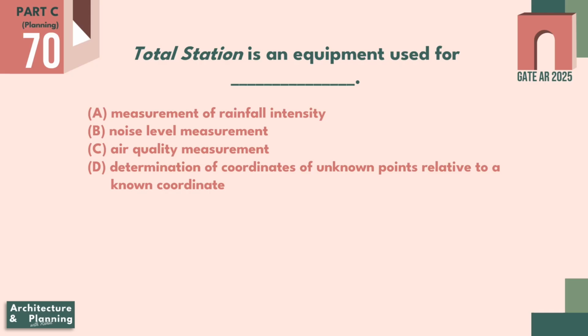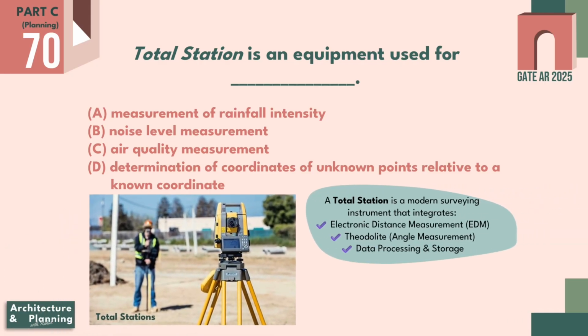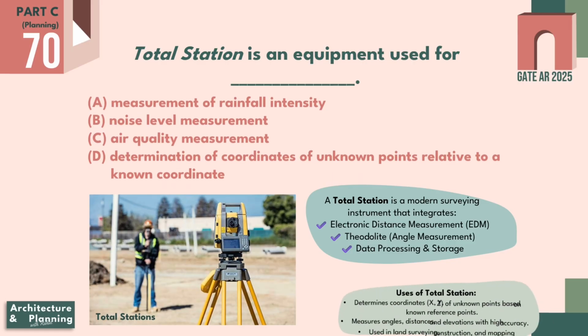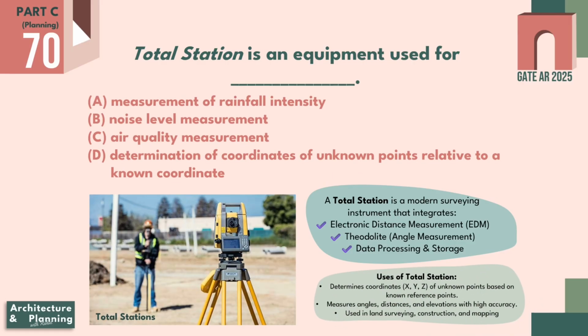Total station is an equipment used for... So total station is a modern surveying instrument that integrates EDM, that is electronic distance measurement, and theodolite for angle measurement, and it also processes and stores data that are recorded during surveying. Some of the important uses of total stations are that it is used to determine location of unknown objects with the help of known reference points. It also measures angles, distance and elevations with high accuracy and therefore is used in land surveying, construction and mapping.